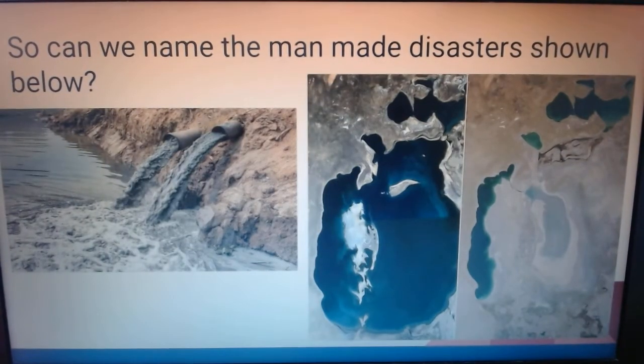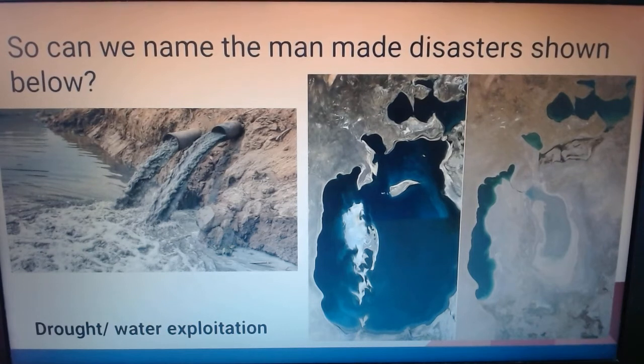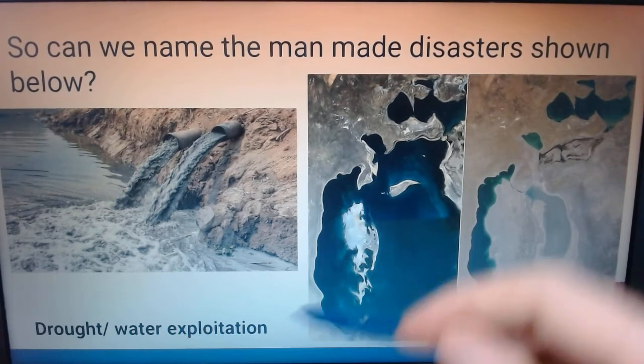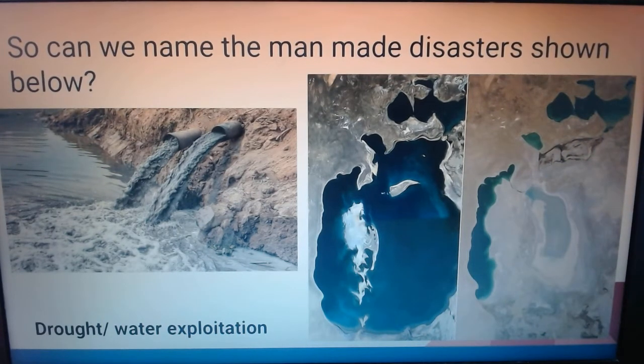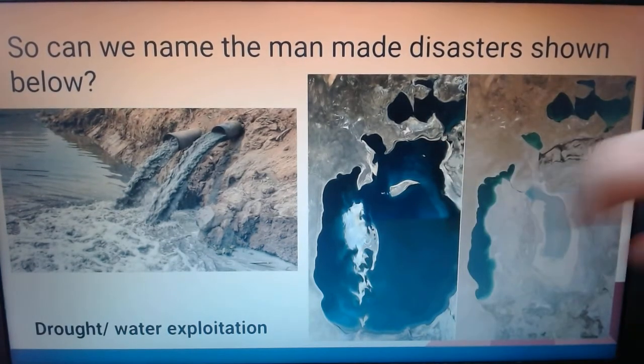What about this one? All right, again, drought and water exploitation. Now I know we had drought again as a natural disaster, but there's so many humans now. What we're doing is we're exploiting the water. Now when you exploit something, that means you take advantage of it. All right, this place here is called the Aral Sea. It's over in Asia. All right, it used to look like this, but people are taking so much water from it. Okay, it's fresh water.